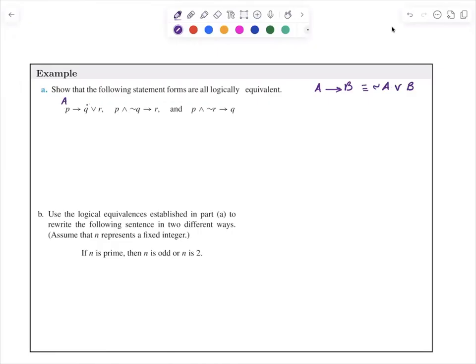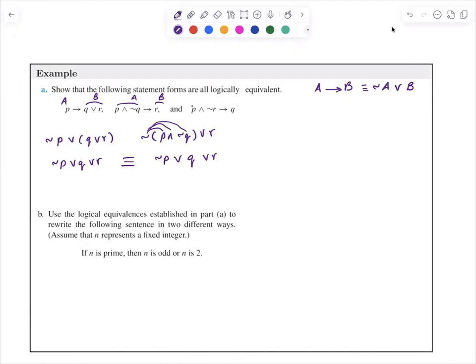My A is here, my B is here. So I can write this as not A, not P, or Q or R. So here I have not P or Q or R, right? Let's take a look at this. This is my A and this is my B. Not A is going to be not P and not Q, or B, which is R. But by De Morgan's law, we can just distribute this into parentheses. We get not P or not Q, which is Q or R. So far, these two are equivalent to each other.